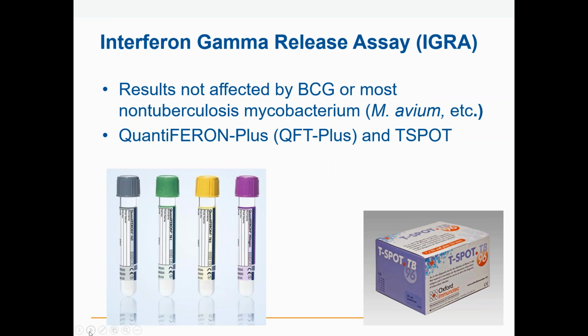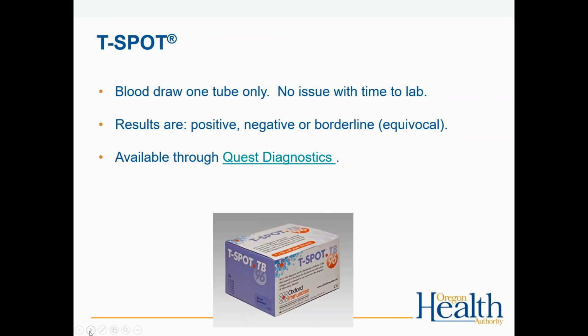There it is, the T-spot and the Quantiferon Plus, as they say in France. Plus. T-spot has some advantages. It's one tube only. The labs don't really do it. That was why it wasn't quite widely adopted initially, but there are now reference labs doing it, so it's pretty easy to get done. Whereas 10 years ago it wasn't. So now you can certainly test people and just send it through Quest and get a result. So I think it's pretty easy.